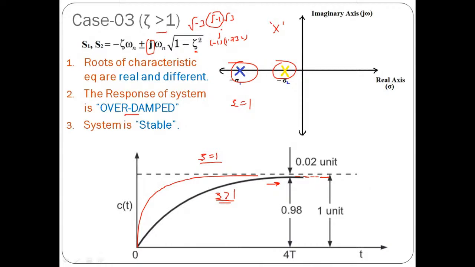So please note down this. Case number 3, when the value of zeta is more than 1. So we are learning what is the effect of zeta on the performance of a second order control system. In case 1, we have taken the value of zeta between 0 and 1. In case 2, we have taken the value of zeta exactly 1. And in case 3, we increase the value of zeta more than 1. The response is overdamped, but the system is stable. The response is slightly sluggish.